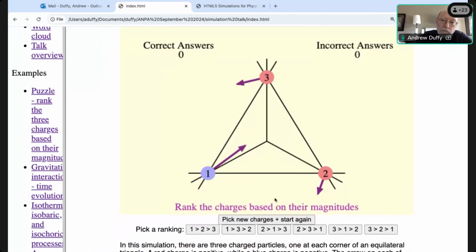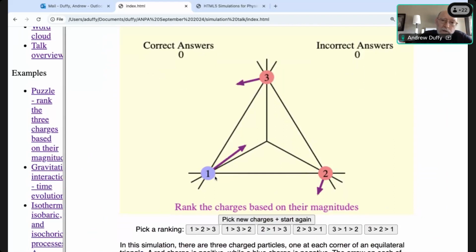And you have to rank them based on the magnitudes of their charges. And all you have to go on are these arrows. And the arrows, of course, are showing you the net force on each of them because of the other 2. Okay, so there's no math involved. The students can't be plugging things into equations, really. So the idea is to say, okay, if you want to know how 2 compares to 3, you have to actually look at number 1.